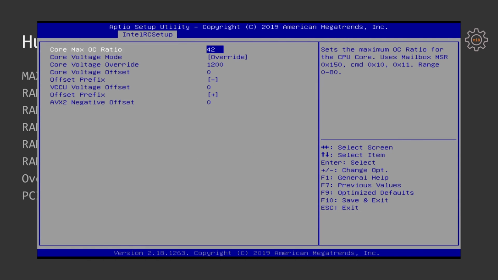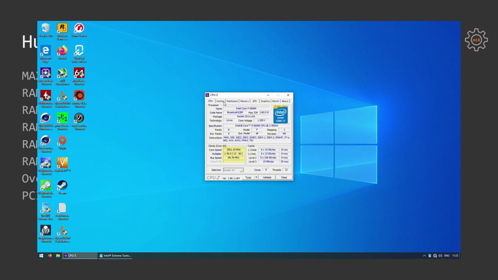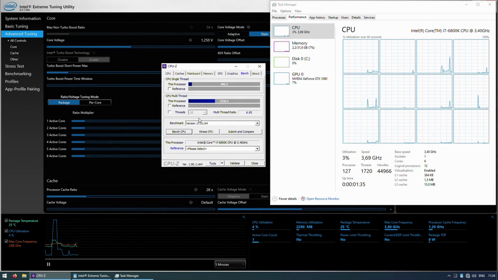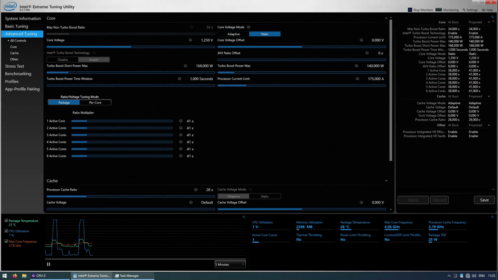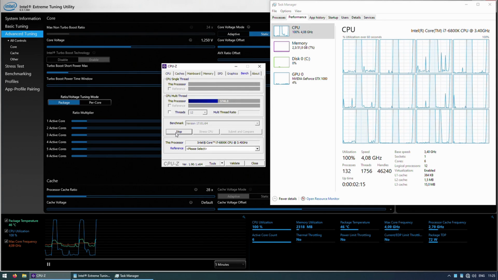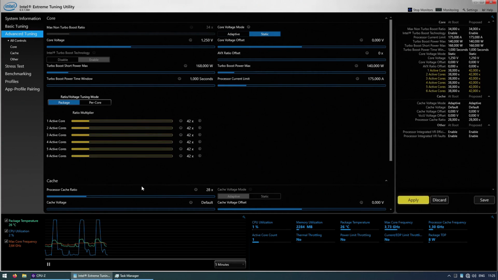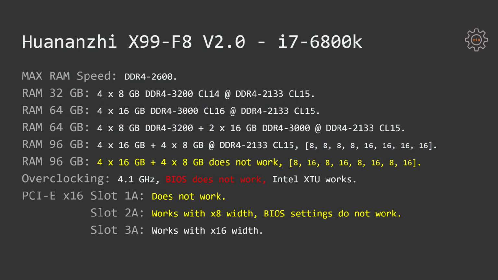Using the Huananzhi X99-F8, I was able to overclock my i7-6800K to 4.1 GHz. Unfortunately, BIOS settings do not work, and I had to use Intel Extreme Tuning Utility. In this case, the best option would be to leave BIOS settings with the default values and just use Intel XTU to apply the settings. It is a bit weird, but it doesn't matter what kind of settings I was trying to apply. As soon as I try to pass the 4.1 GHz barrier, the system is either freezing or crashing. 4.2 did not work with any settings and with any voltage. 4.1 GHz is very stable, no crashes, no issues, or anything like that.